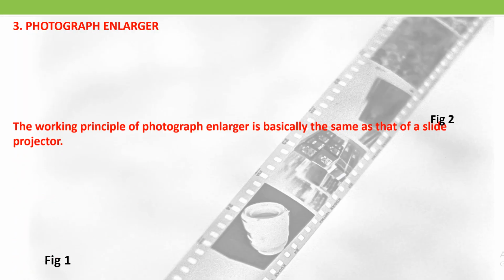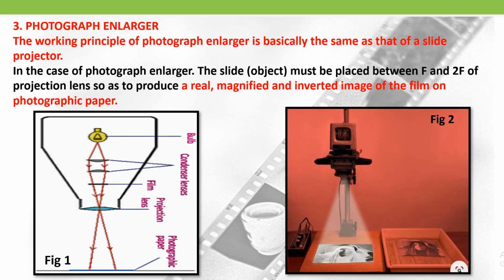Photograph enlarger. The working principle and the ray diagram of the photograph enlarger is almost the same as the slide projector. In the case of photograph enlarger, the film must be placed between f and 2f of the projection lens so as to produce a real, magnified and inverted image of the film on the photographic plate. Figure number 1 and 2 show the ray diagrams and the working of this photograph enlarger.